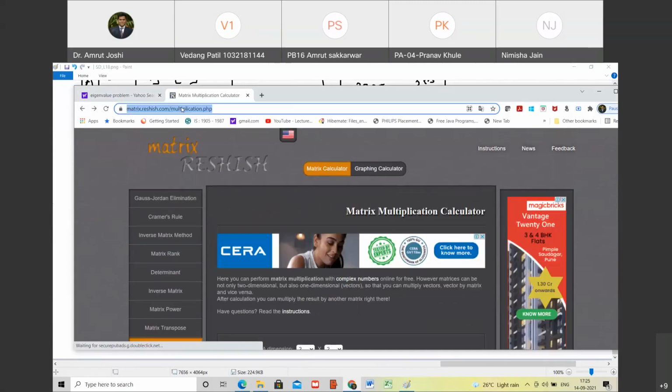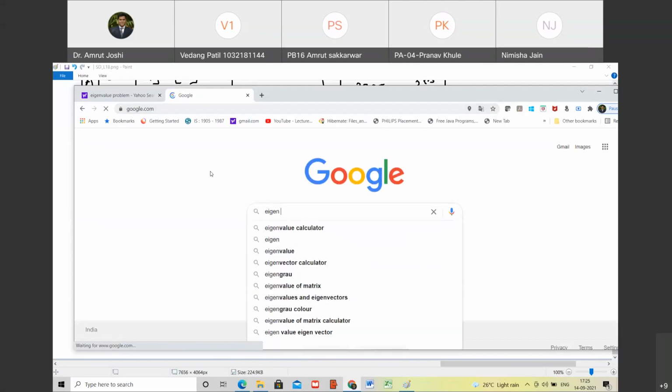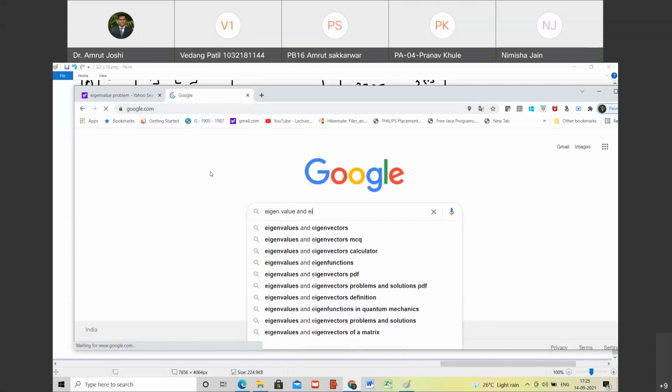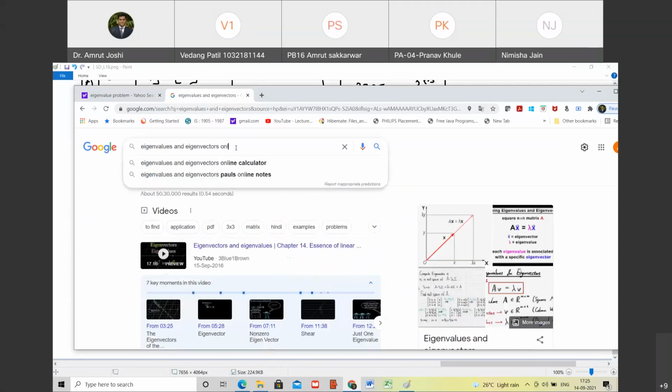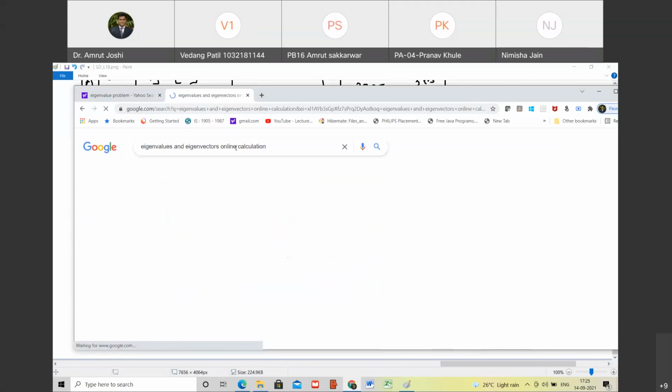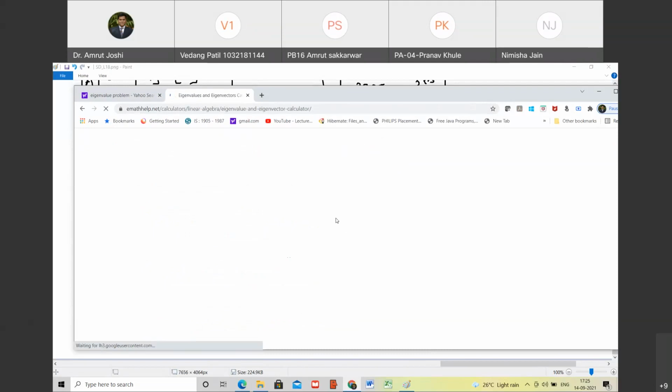So let me find the eigenvalues and eigenvectors with an online calculation. I am using online tools. You have to use a calculator. Are you with me?